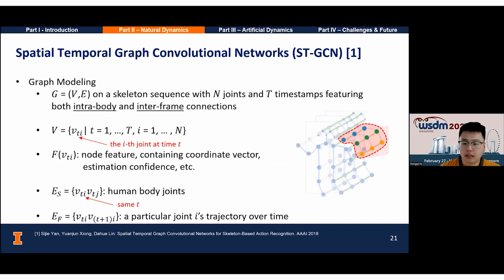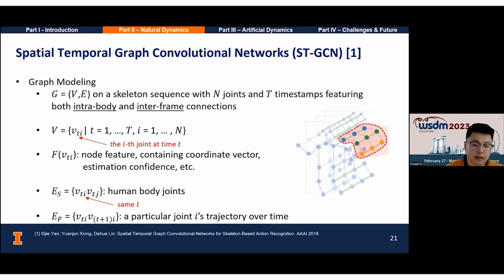To realize the action classification, or temporal graph classification, the first thing is that we need to model the actions into graphs. In this paper, an undirected spatial temporal graph G for N human joints and T time steps is expressed as follows. This spatial temporal graph models the intra-body and the inter-frame connections. So what does this mean?